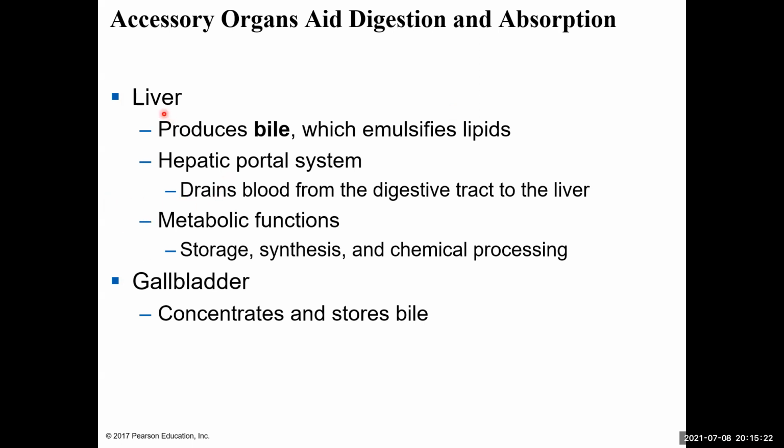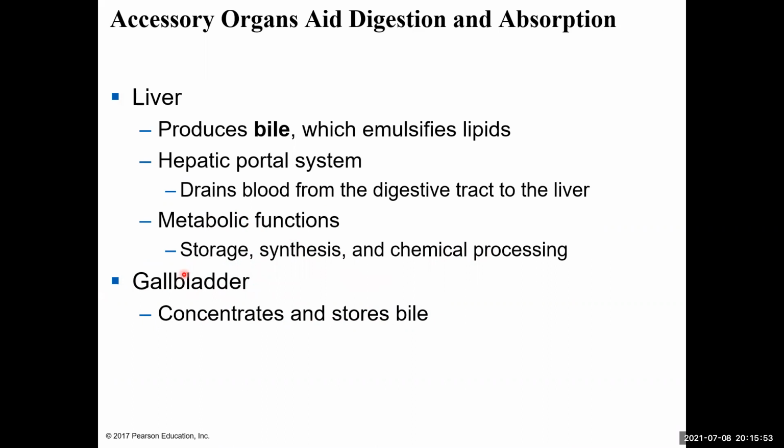And the liver is associated with the hepatic portal system, and we'll look at a figure of this. But it basically drains blood from the digestive tract to the liver. The liver also has some metabolic functions: storage, synthesis of products, and chemical processing of different products. The gallbladder helps to concentrate and store the bile that can then be released into the small intestine.